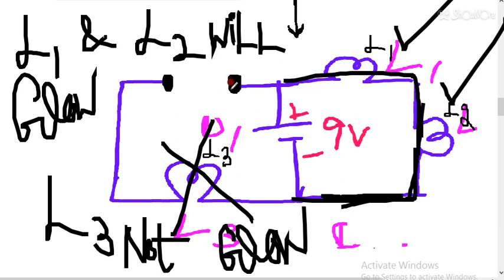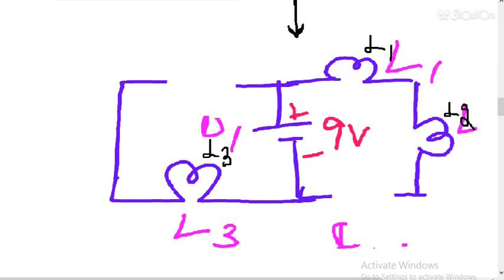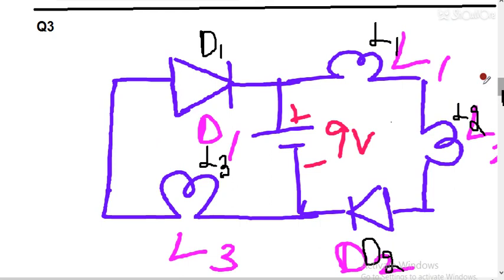So in this question, diode D1 was reverse biased. It will act as an open switch, and D2 was forward biased, so it will act as a closed switch. L1 and L2 lights, these two lights will glow, L3 will not glow. So this was question number 3 that we have discussed just now.